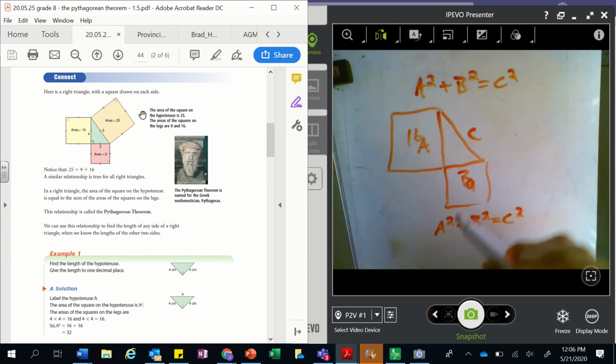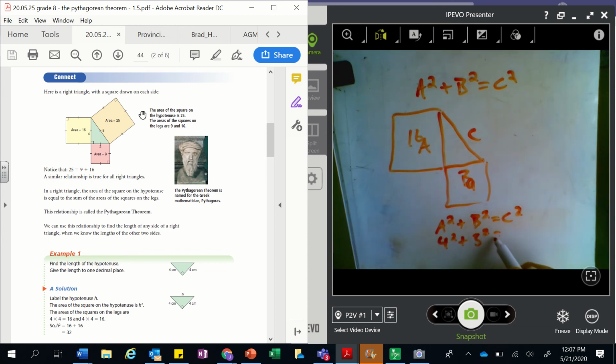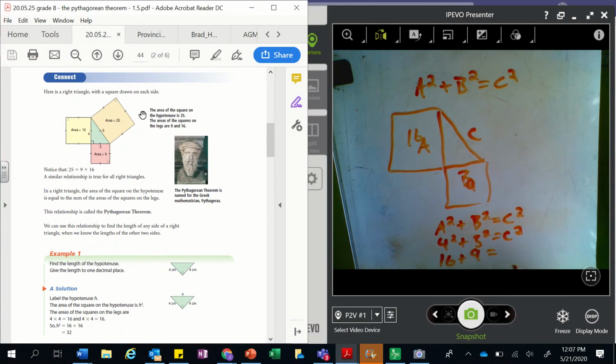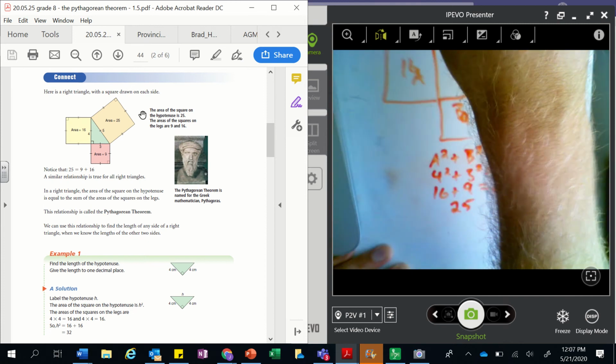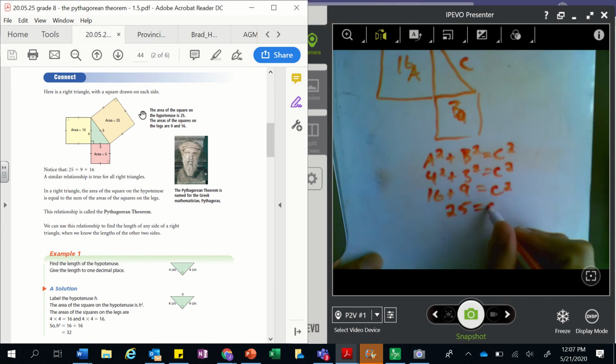We knew that a was 4. We knew that b was 3. So we have 16 plus 9 equals c squared. 16 plus 9 is 25. It's off the screen. And that equals c squared.